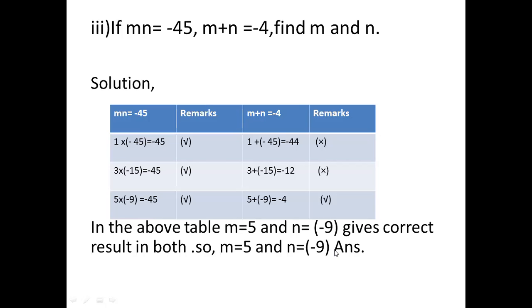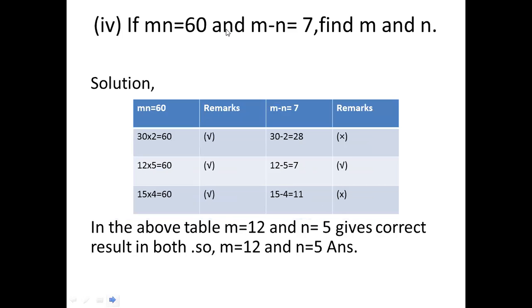Okay. Now let's move to the next slide. Here in this question, m into n equals 60 and m minus n must come 7. Find m and n. What are those two numbers? Which product must come 60 and subtraction will come 7? Write the solution: m into n is 60, remarks; m minus n is 7, remarks. Then start from the factors.